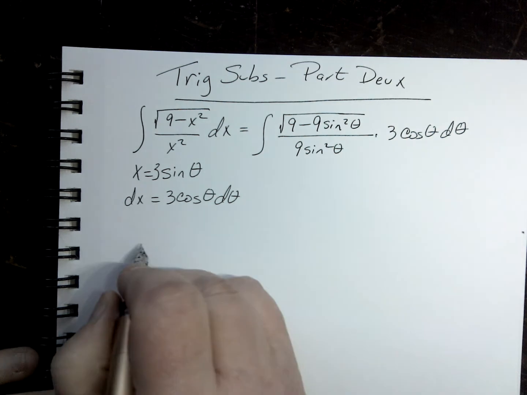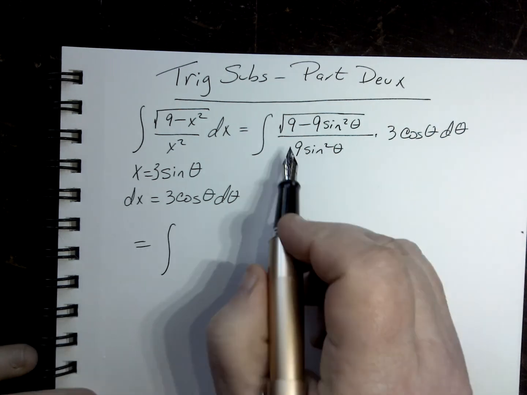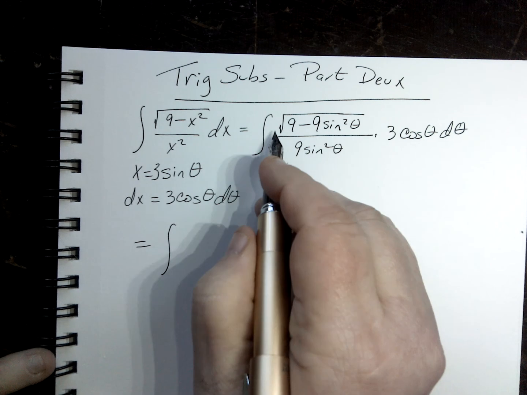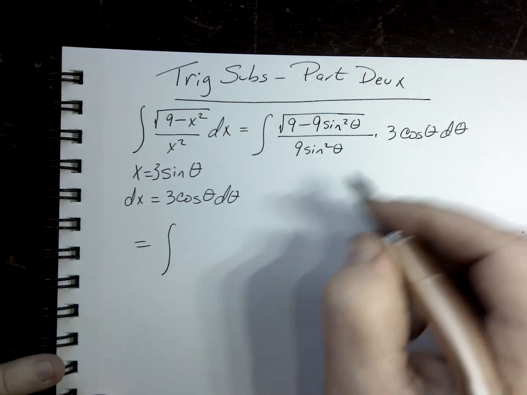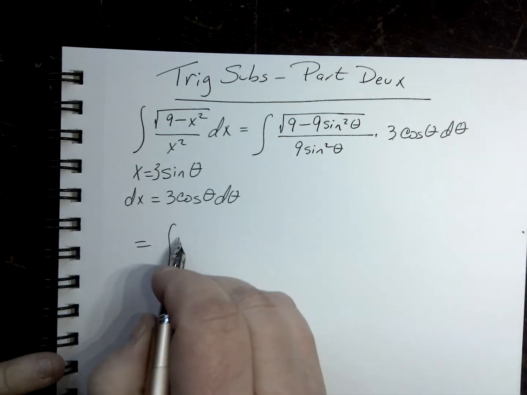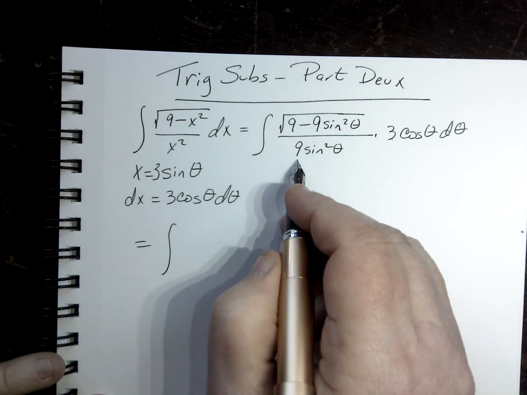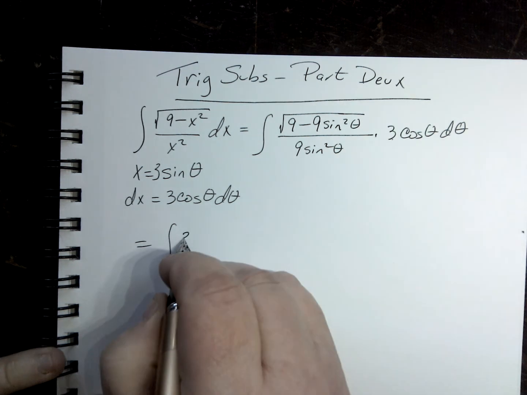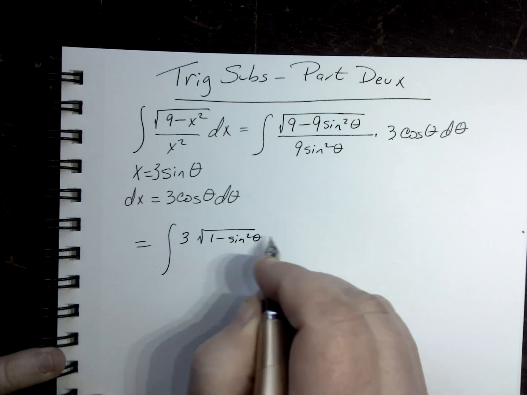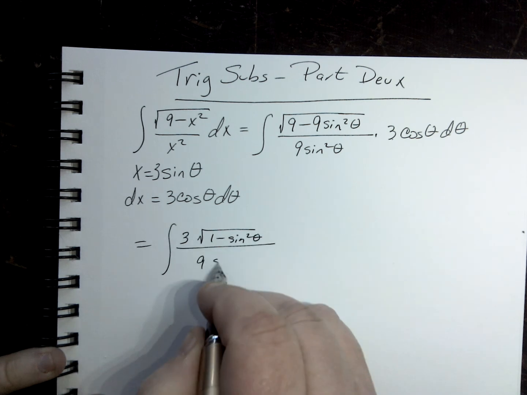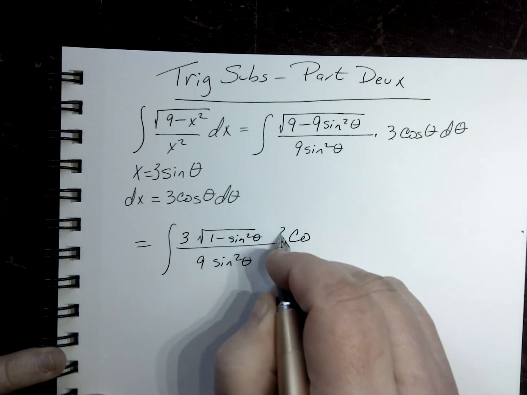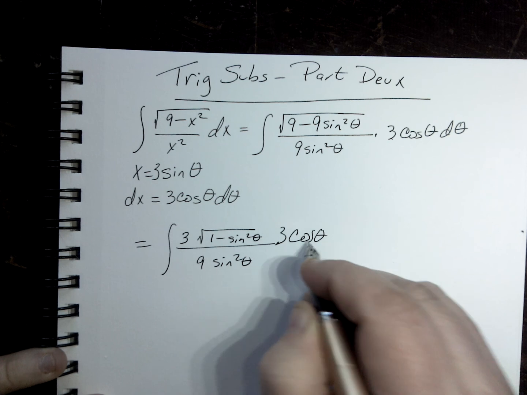Now let's work on simplifying this. I can factor 9 out of the numerator, out of both terms, and when it comes out of the radical, it becomes a 3. And then I have a 3 over here, so between the two of them I'll have 3 squared, which is 9. I'll have 3 times the square root of 1 minus sine squared theta over 9 times sine squared theta times 3 times cosine of theta d theta.